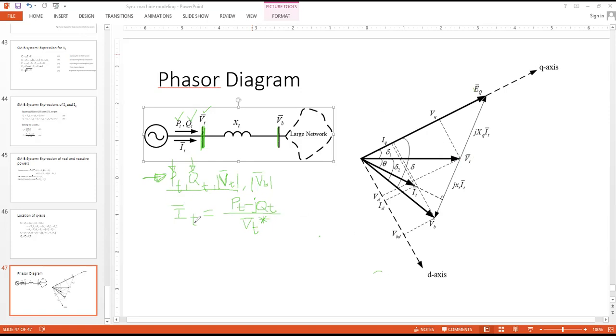So from where are you getting this? Can anyone explain? Sir, S equal to VI conjugate. Yeah, S equals VI conjugate. So this is the origin basically, VI conjugate.